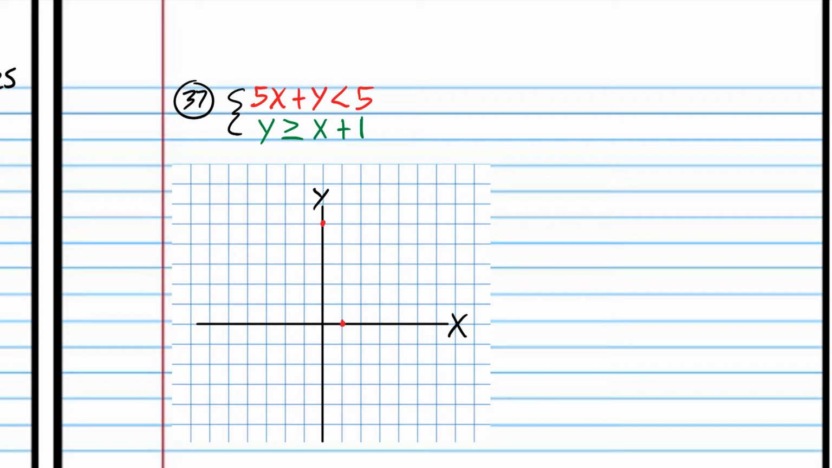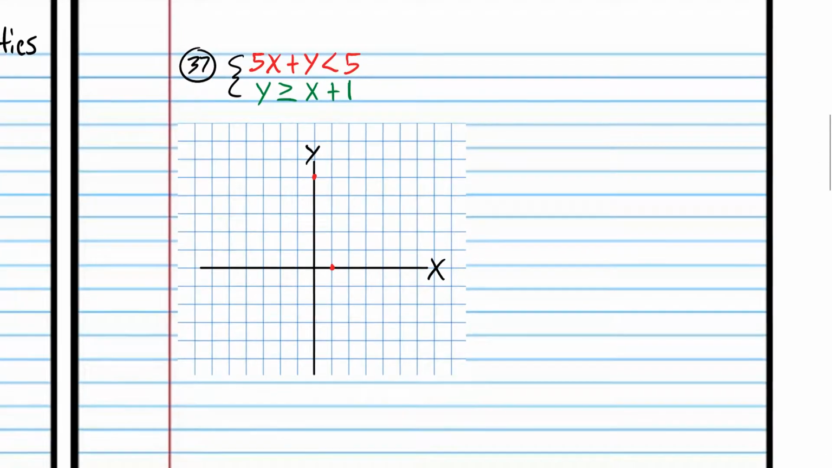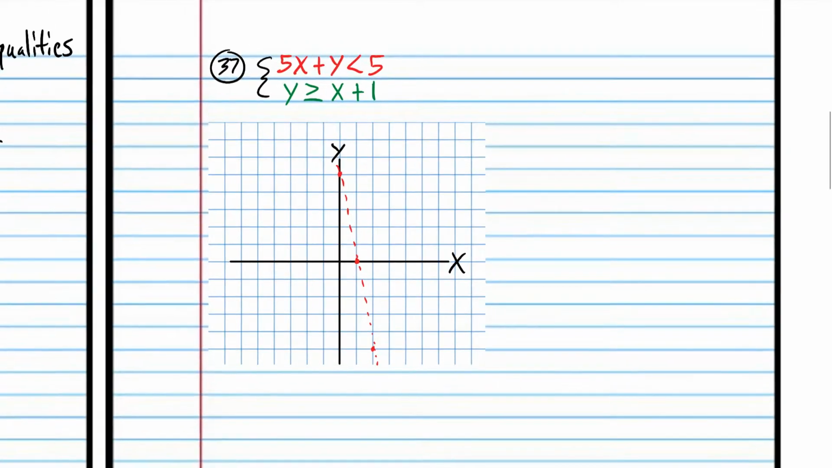So how did I do that? Well, again, I'm just letting one variable be 0 and solving for the other variable. So 1, 2, 3, 4, 5, 1, 2, 3, 4, 5. Just using that pattern, I'm continuing there. And we need to use dotted lines because it's not less than or equal to, it's just less than. So now we're using the slope-intercept form. The intercept is 1, and the slope is the coefficient of x, which is just 1.